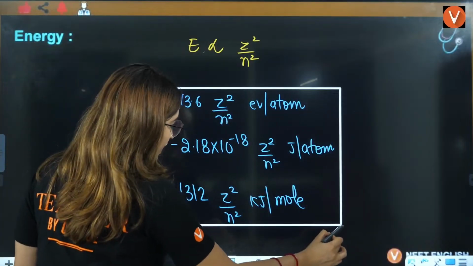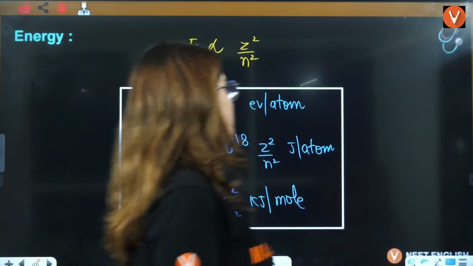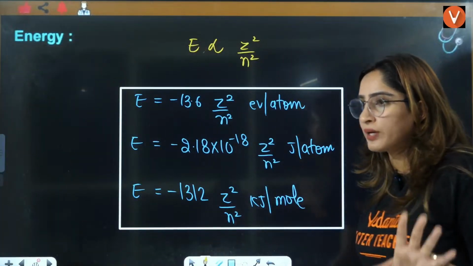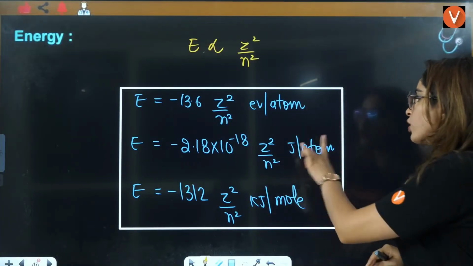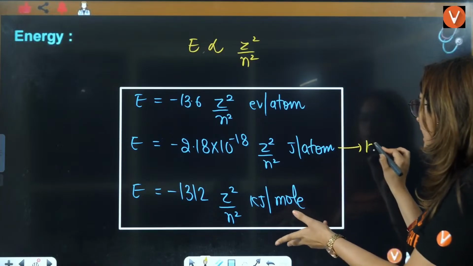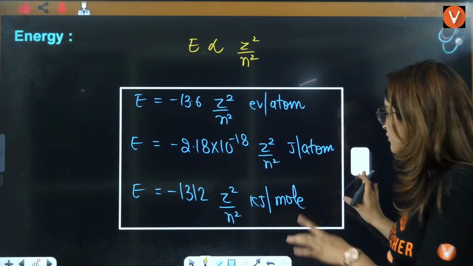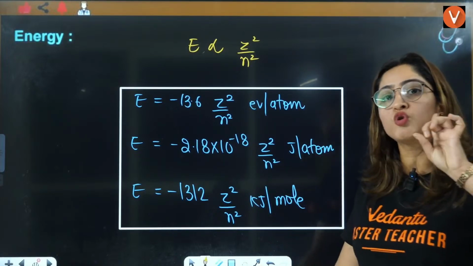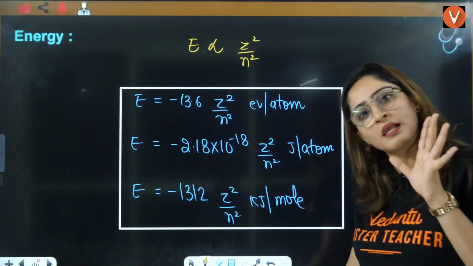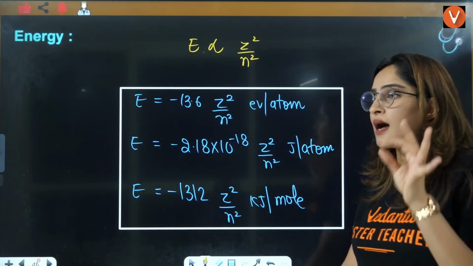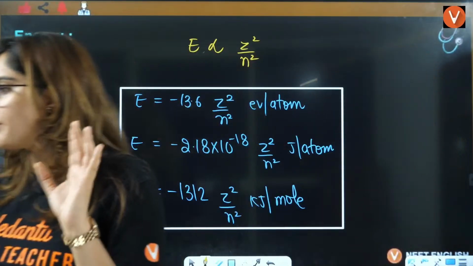See, there will be very little time for conversions in the exam. These are the most asked units: electron volt per atom, joule per atom. If they ask you kilojoule per atom, you can easily convert this, right? If they ask you in kilojoule per mole, this is the formula. If they ask you in joule per mole, you can easily convert this, right? So these are the three formulas to remember for energy, right, everybody?